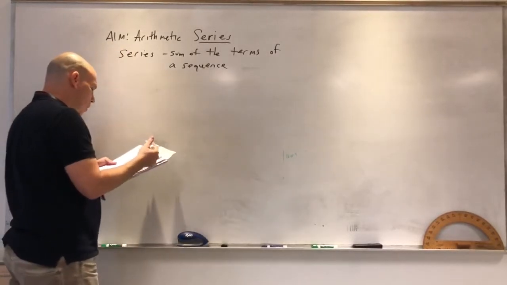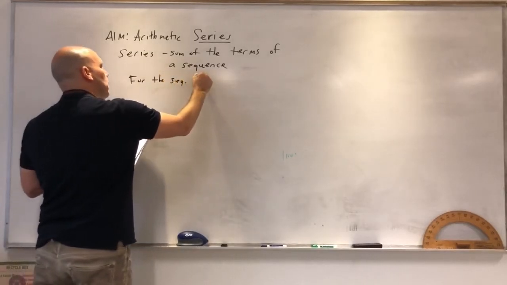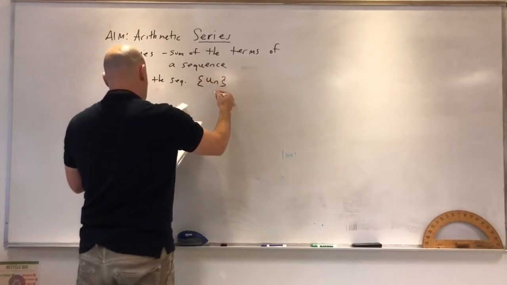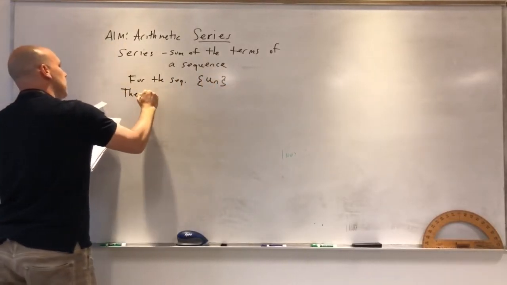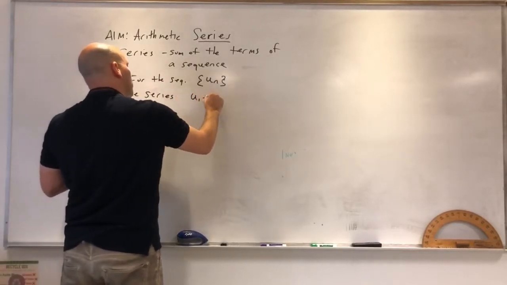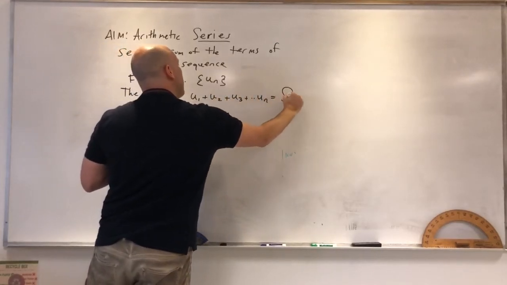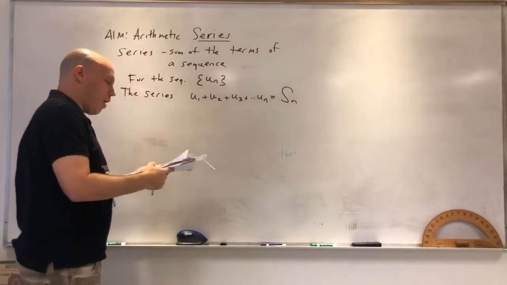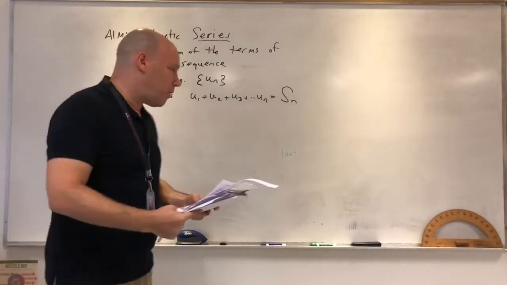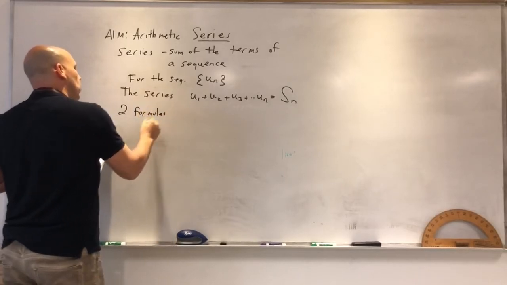Just to summarize, for the sequence u of n, the series u1 plus u2 plus u3 up to un is S of n. Now the formula booklet gives you two formulas. We're going to look at the first one.